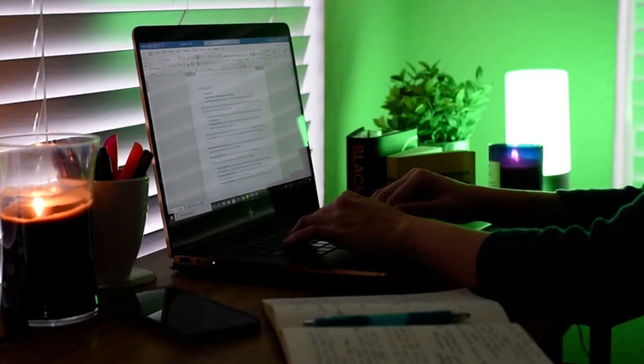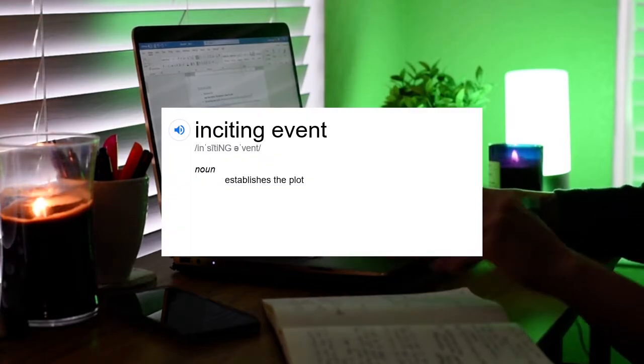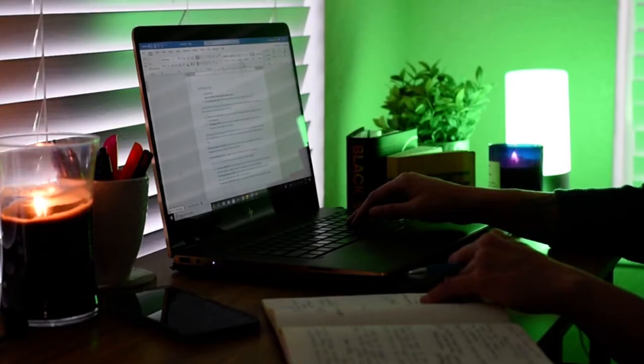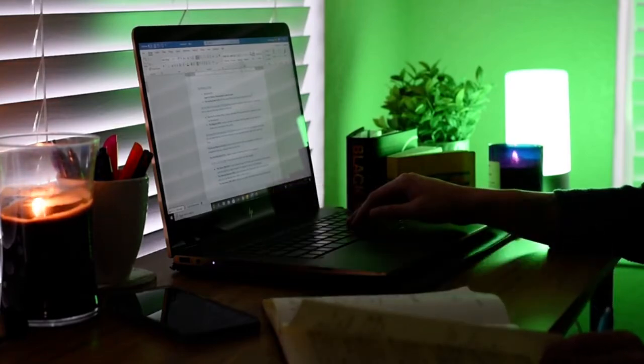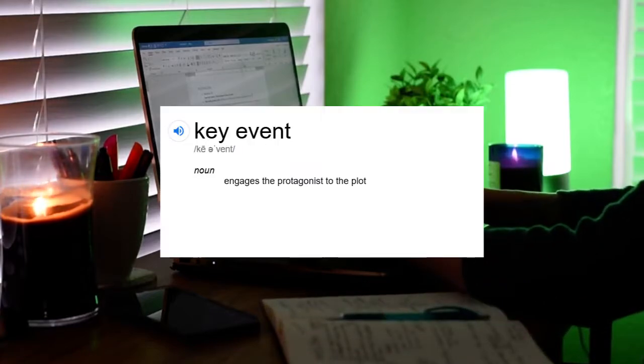After you're satisfied with your hook, we go into the inciting event, which officially starts the plot. The point of the inciting event is to create a sense of urgency, or establish the conflict, or mark a clear enemy. Then there is the key event, which is meant to be about the protagonist and how he or she is engaged to the plot.